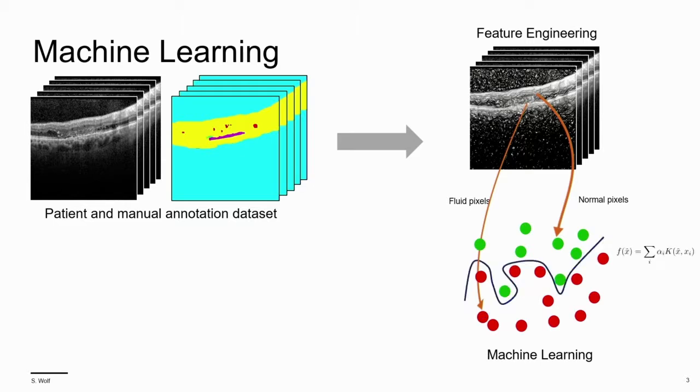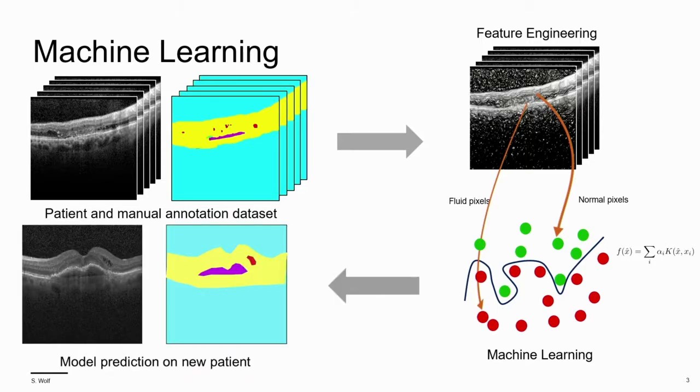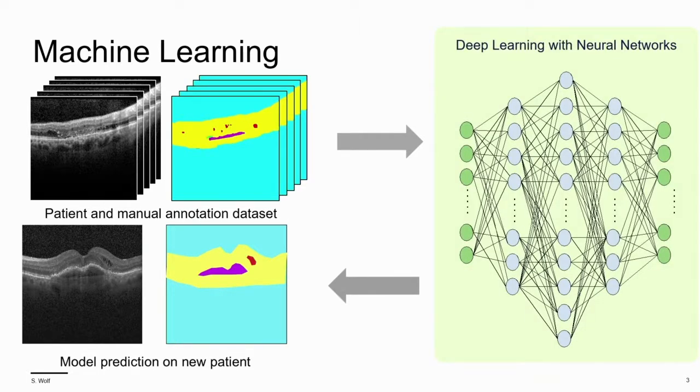And so machine learning has brought us the possibility to build models with thousands of parameters, which very nicely separate the different features in an image. This model can then be applied to new patient data, and these new patient data give you the results which a human grader could produce as well. During the last years, we have moved to deep learning with neural networks to do the machine learning. This allows us now to build models with millions of parameters.